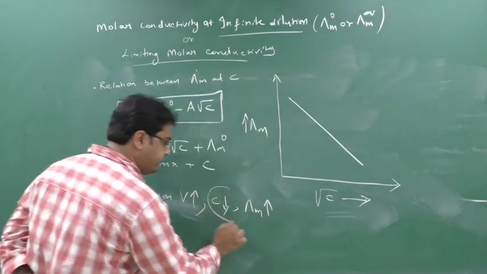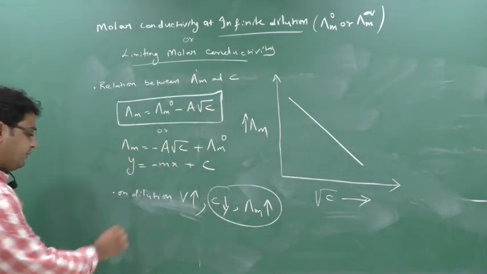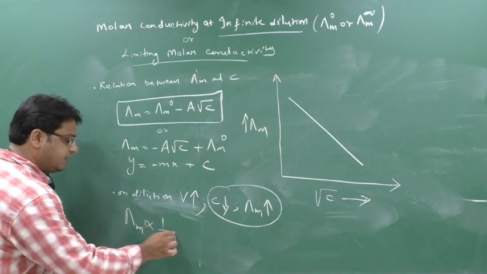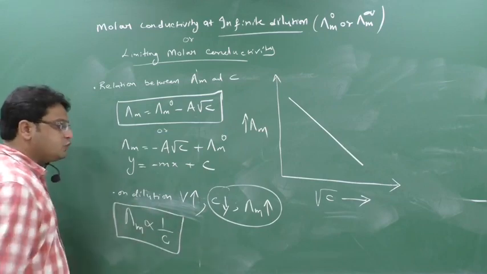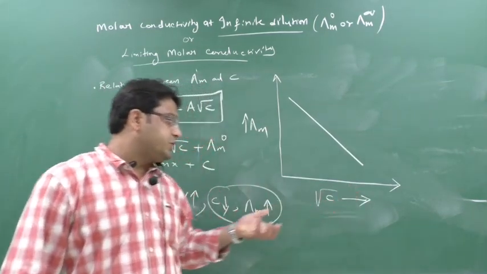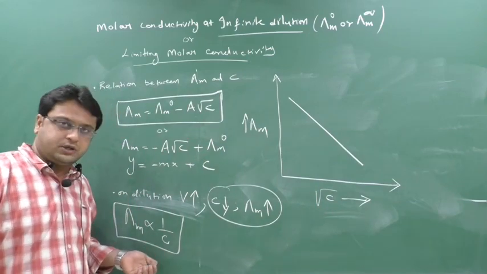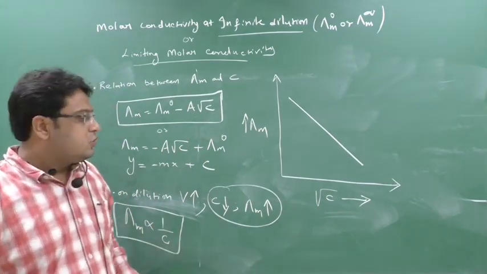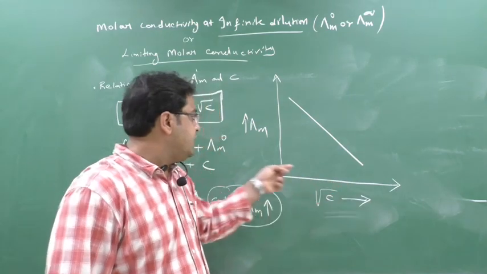So what is the relation between C and lambda m? The relation is inverse, that is, lambda m is inversely proportional to C. So how can I decrease the concentration? By adding volume. So as and when I decrease the concentration, lambda m will increase.